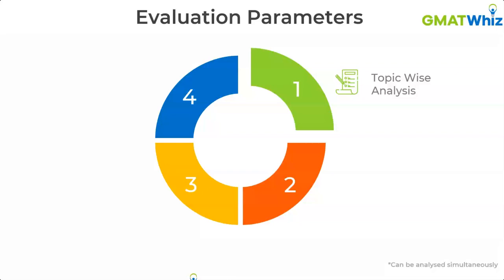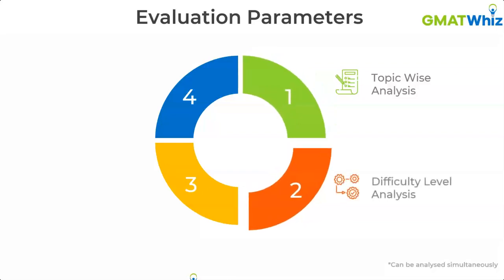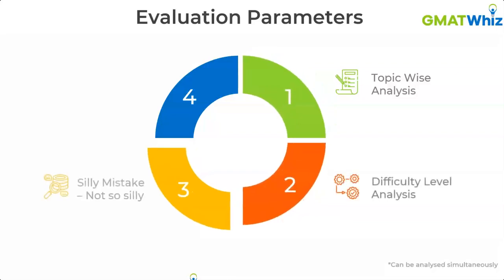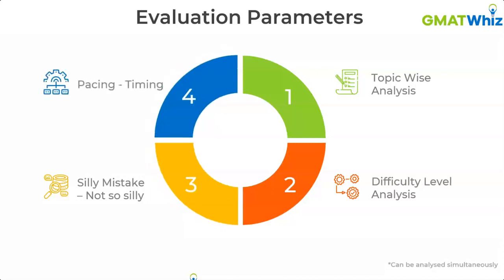So you should do topic wise analysis. You should do difficulty level analysis. You should also look at something which most students call silly mistakes, but they're not silly. And I'm going to talk about it in detail, don't worry. And the fourth thing that you should look at is your pacing. How have you paced during your exam?